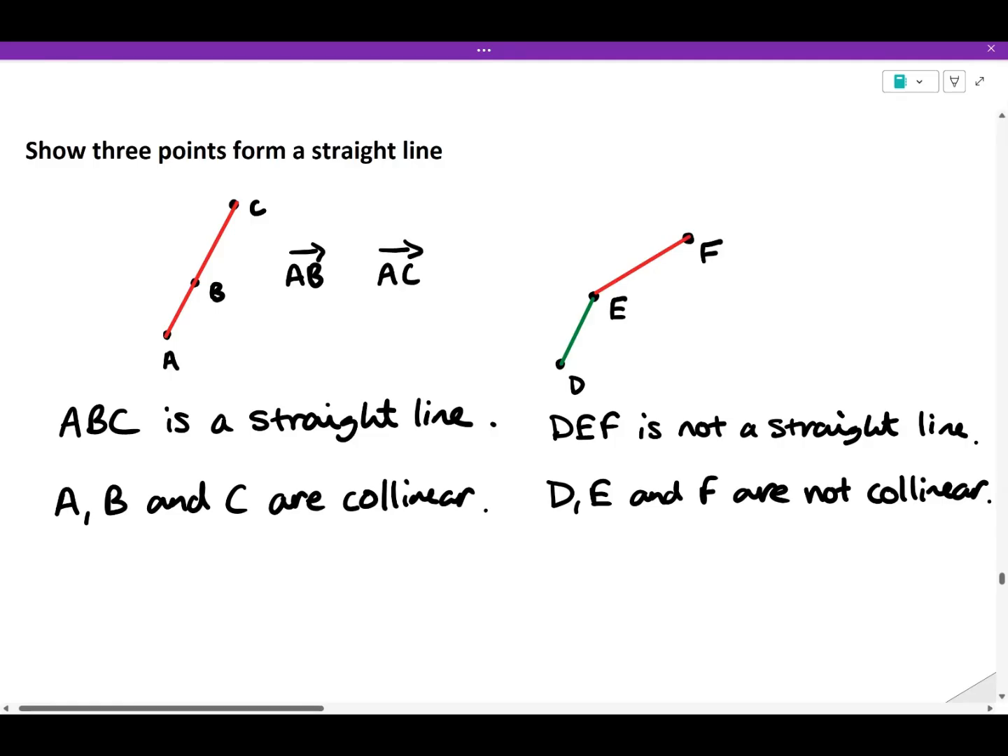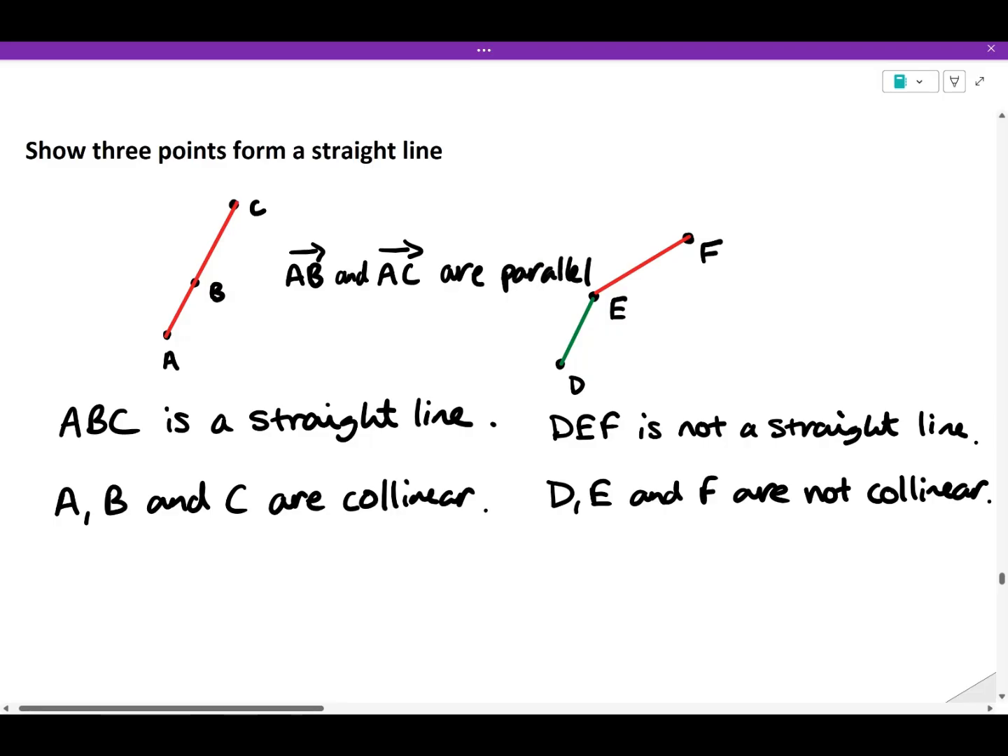Well, if you look at A to B and then look at A to C, both vectors will be going in the same direction. Now, if you have 2 vectors going in the same direction, we can say that they are parallel to each other. So A to B and A to C are parallel.